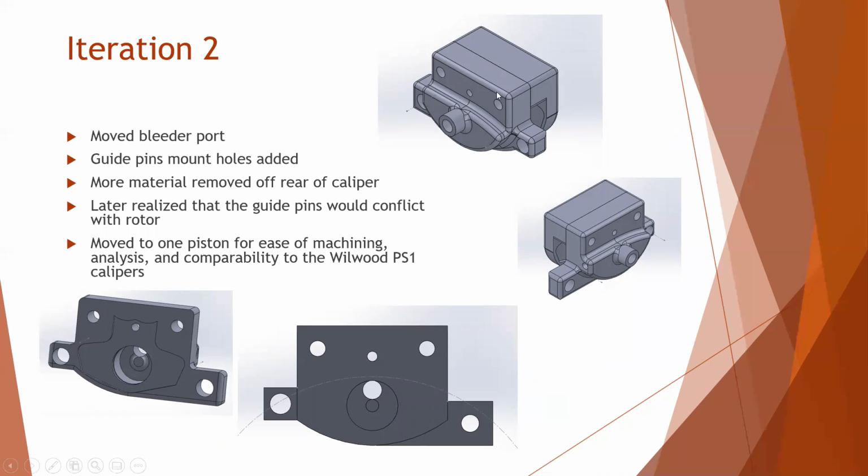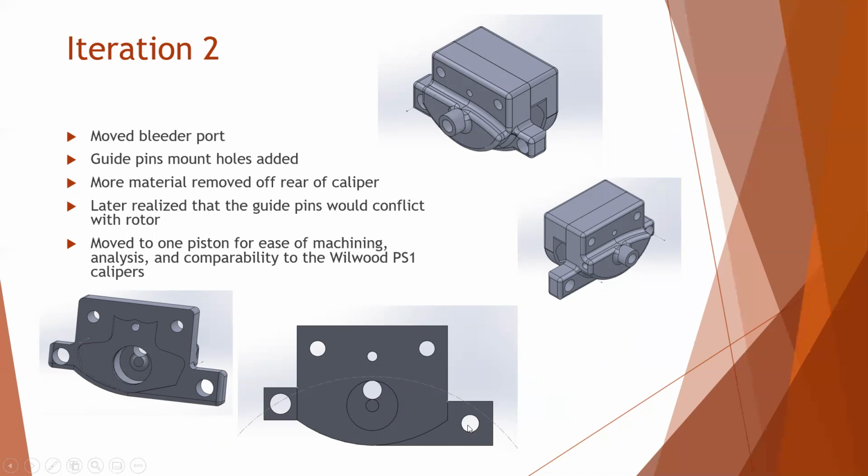Iteration 2 split the master cylinder in half so that we could reach the piston seal. The mounting holes for the guide pins were added, as well as 2 bolt holes to clamp the 2 sides together. Material was removed from the back, and a spout was added for the brake inlet, and the brake bleeder screw was moved over to this area.